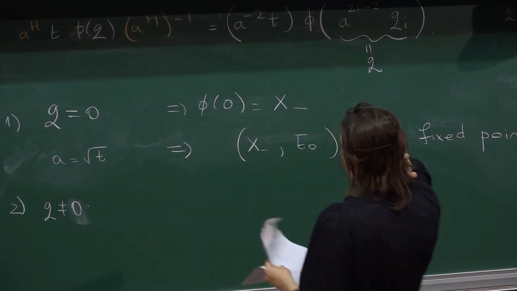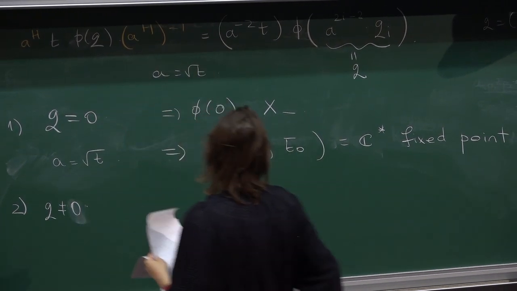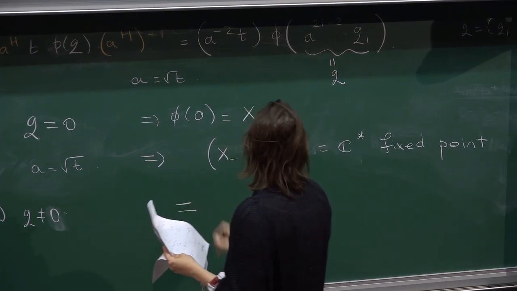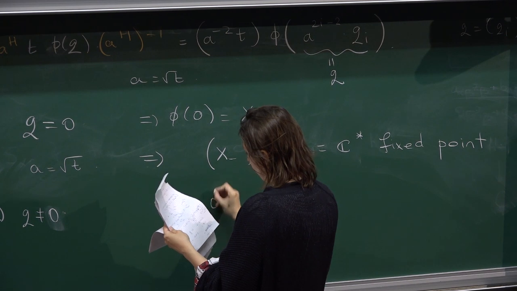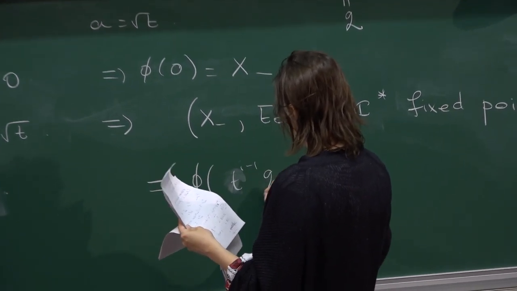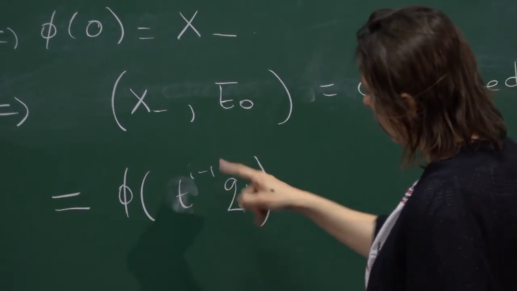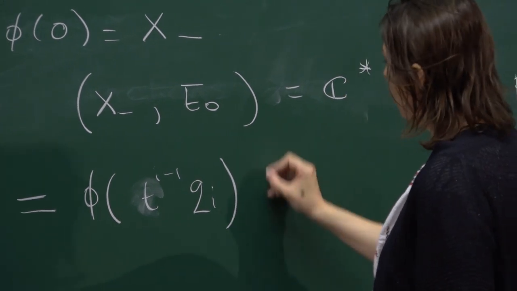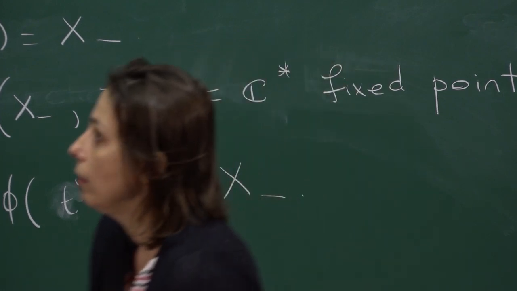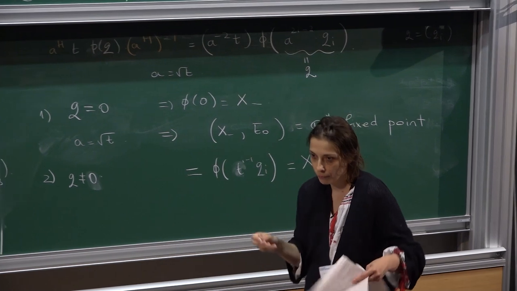While if q is non-equal to zero, then if you choose again a equals the square root of t, what will happen here is that this will be just phi of, and then this will be t to the i minus one q i. So when you take the limit when t goes to zero, the q's will be killed, so the only one surviving will be x minus. So this proves that the limit when t approaches zero of this is going to be the same point.